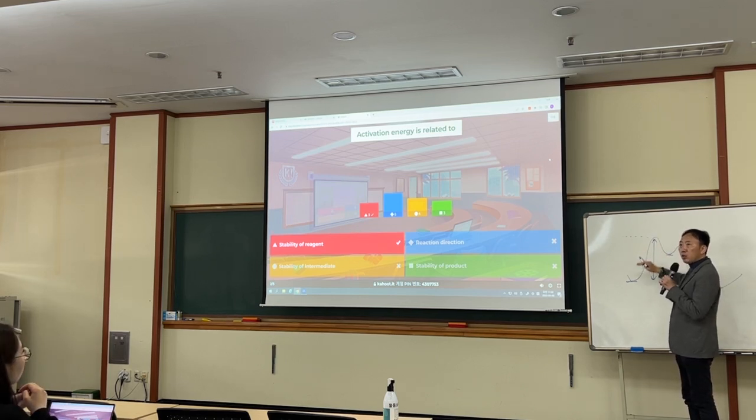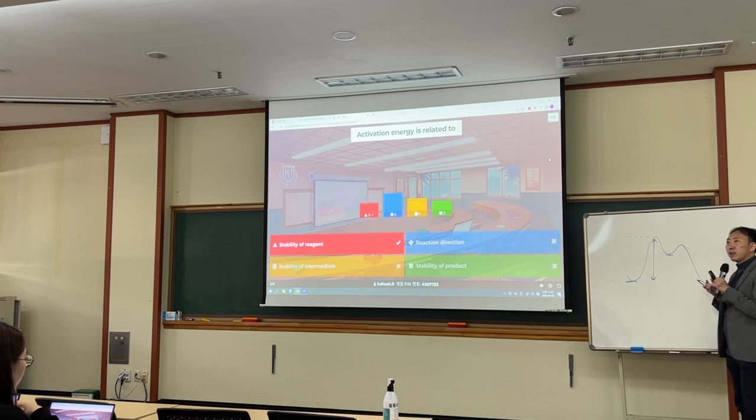If the reagent is too stable, it's more difficult for the reaction to go. If the reagent is less stable, then it can go faster. Okay, so that's the meaning of this reaction diagram.